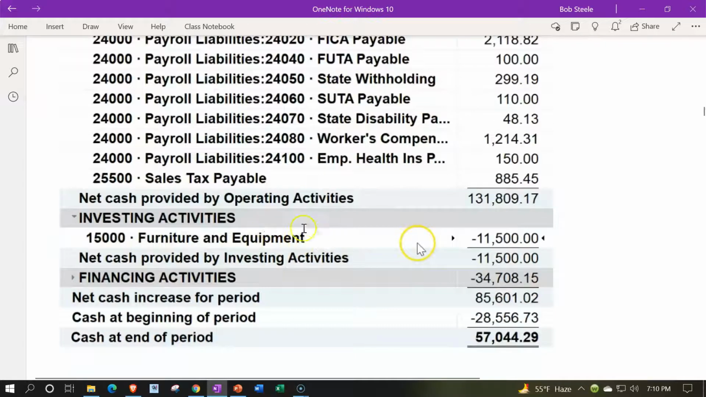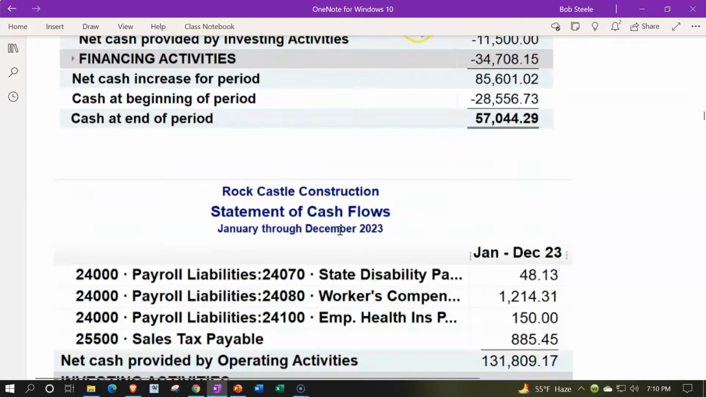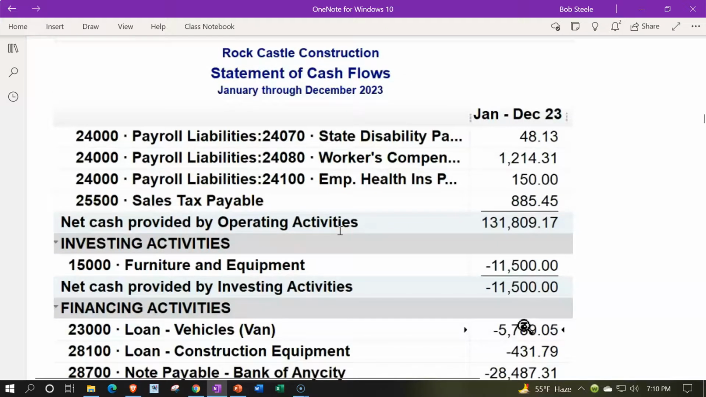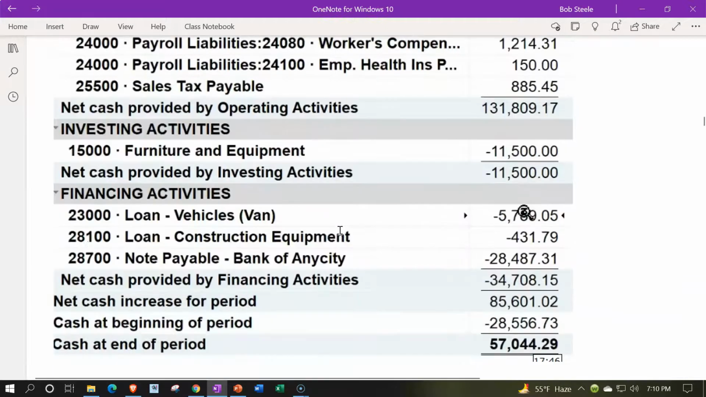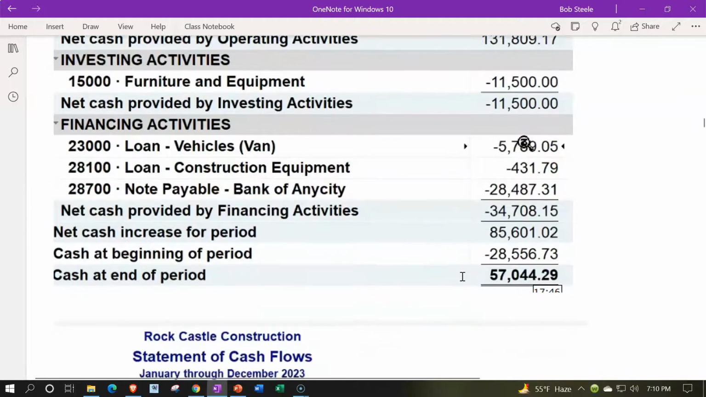We have the investing activities, which is the furniture and equipment. When you're thinking about investing activities, you're not just thinking about stocks and bonds, for example, but investing in long-term things such as depreciable assets or furniture and fixture type of things. Property, plant, and equipment is another term for them. Financing activities, things like loans and investments of the owner into the business and draws, would be in the financing section. And there's a breakout of the 3 sections.